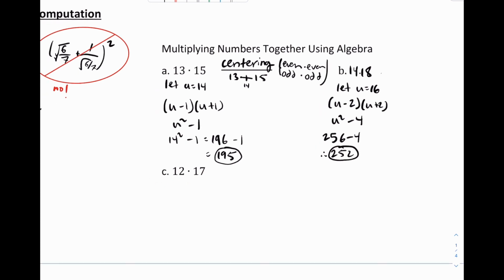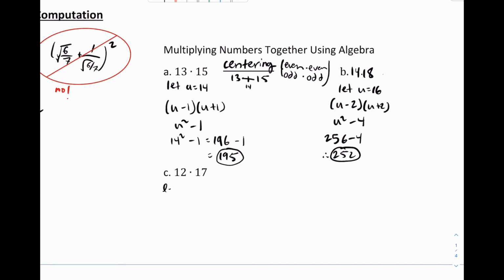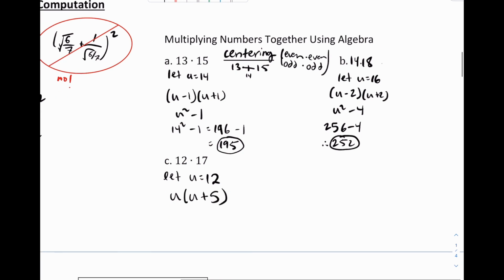So instead, we'll use basic algebra again. But I'm going to let u equal the tiny number, the smaller one. I could use 17, but it doesn't really matter. So if u is 12, that would mean this is u times u plus 5, since 17 is 12 more than 5. That's u squared plus 5u. And take a look, that's pretty easy now. That's 144 plus 60. The answer is 204.